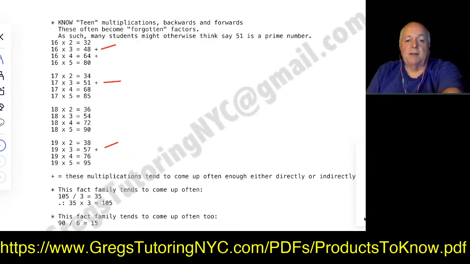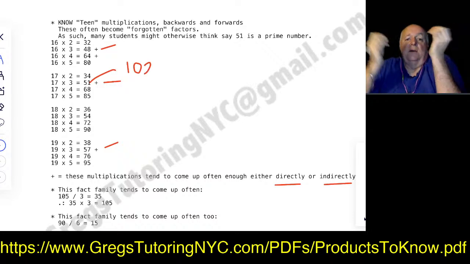So again, they come up directly and they also come up indirectly. Okay? There could be a multiple. So if you see 102, okay, it's probably 17 times 3 times 2, or that's the same as 17 times 6, or it's the same as 34 times 3, right? That's about your mastery of all this kind of stuff, that the numbers should start leaping out at you, right?